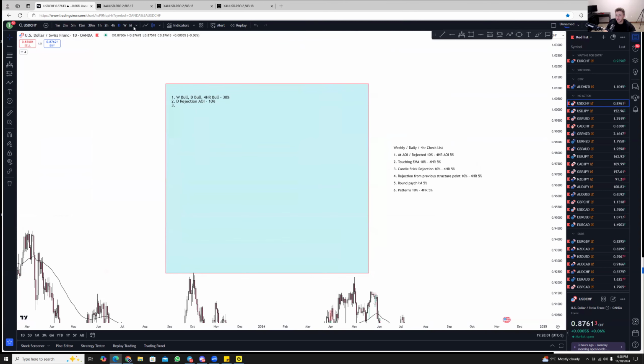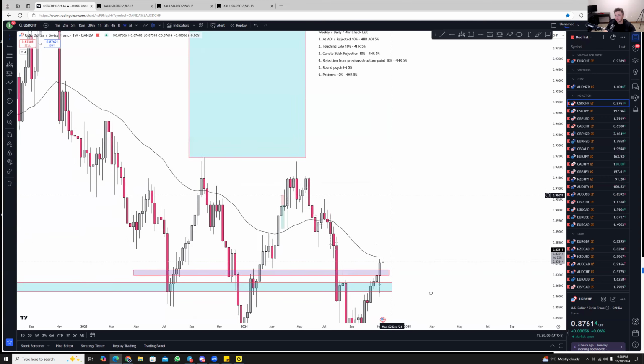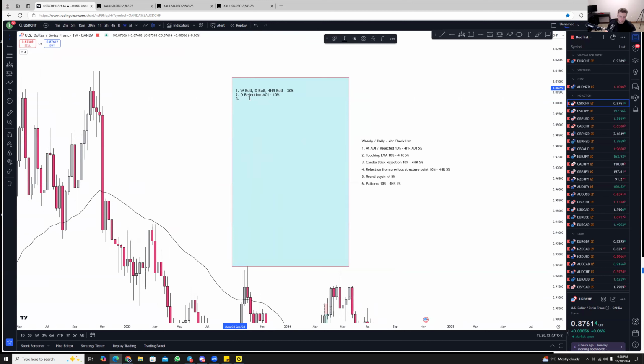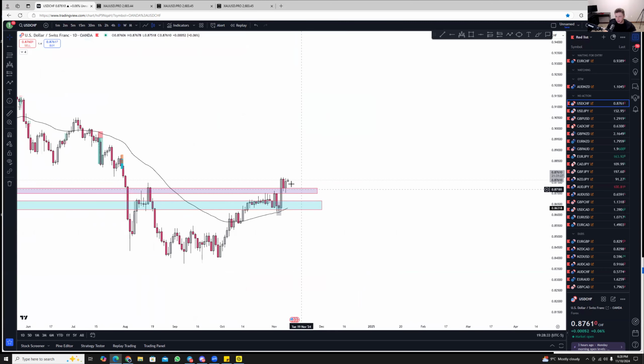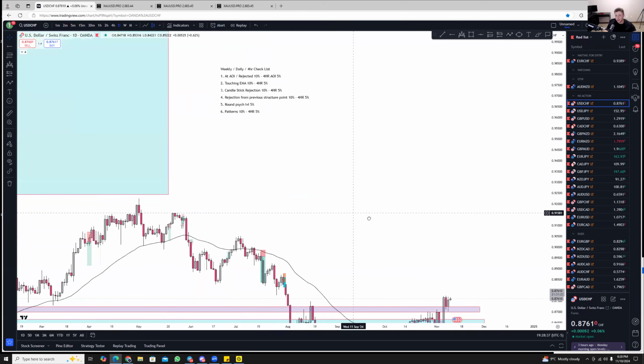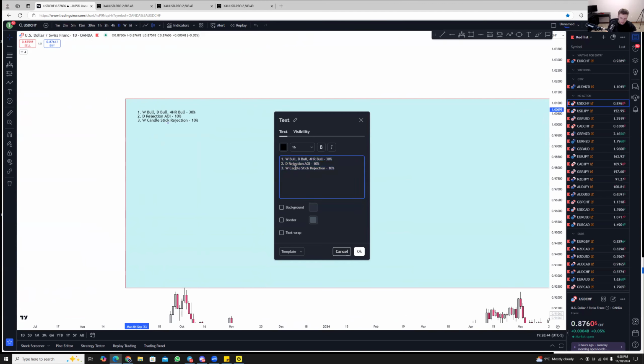Okay, candles. Do we have a candlestick rejection from our area of interest? That's a candlestick rejection. That's our weekly candlestick rejection. So let's type in weekly candlestick rejection, 10%. Now let's go to our daily. Do we have a daily candlestick rejection? That's a daily candlestick rejection out of our daily area of interest. So go back to this. Let me add in comma daily, making this 20% now.